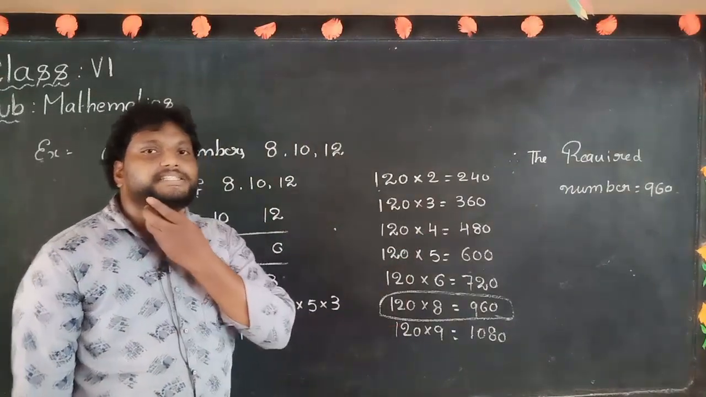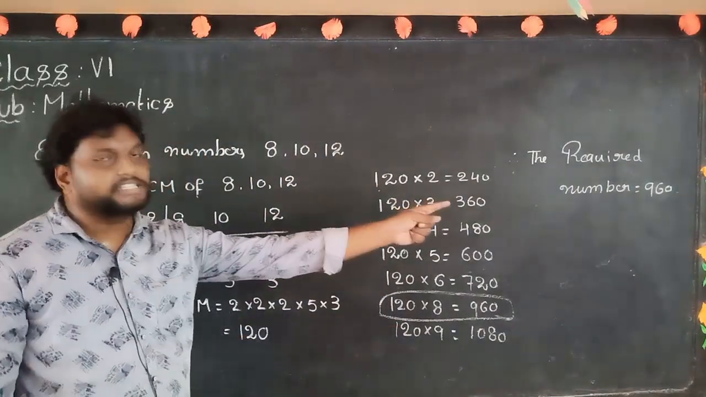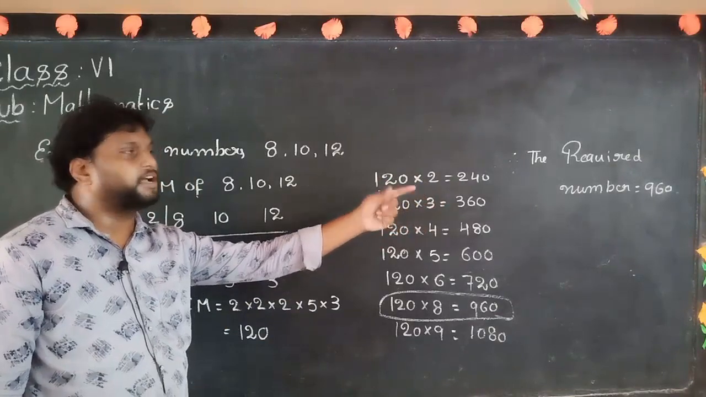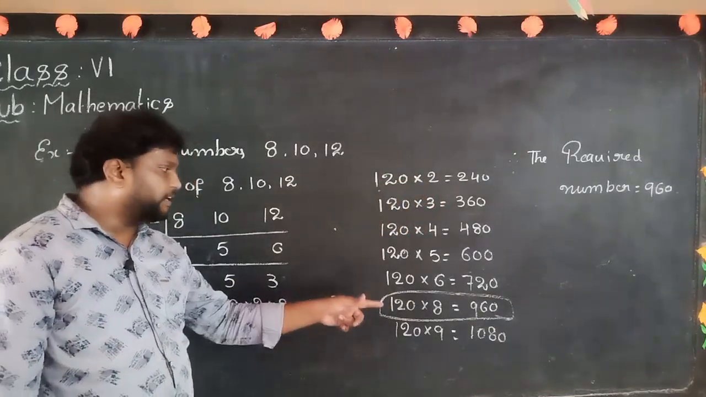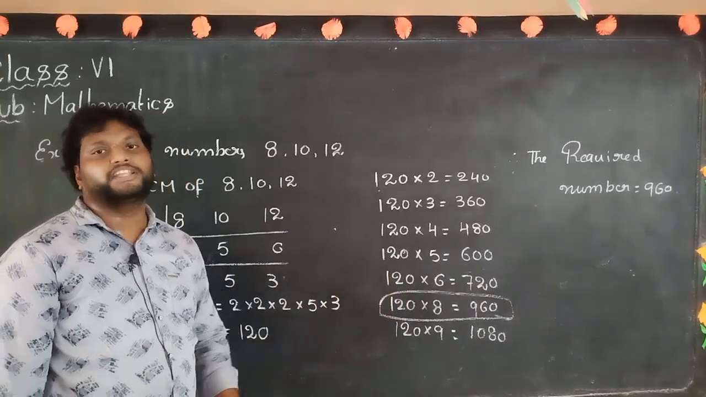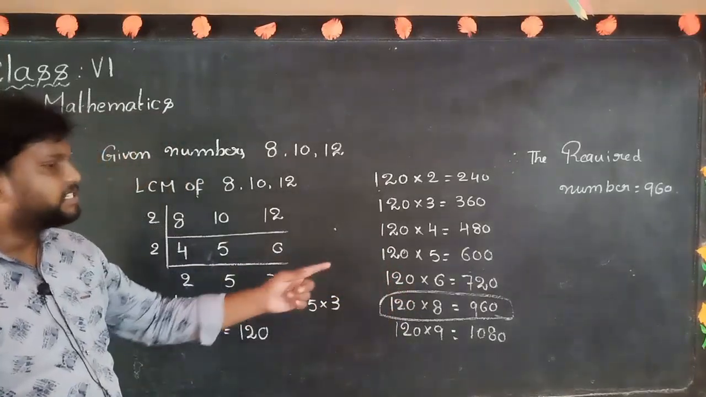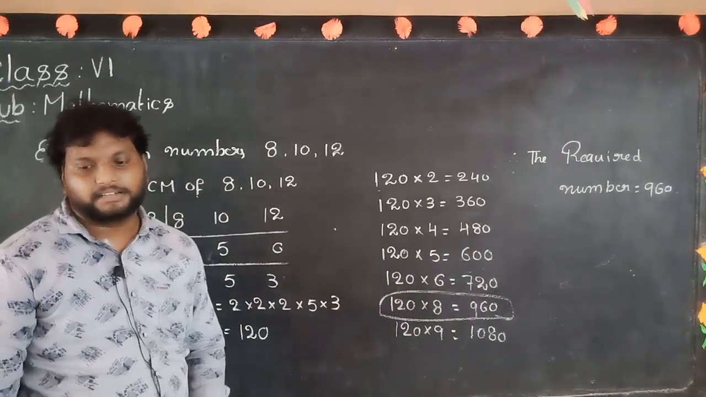Okay, 960 is the correct answer. It is a three-digit number, and that too the greatest three-digit number. After 960, 1080 will come. 1080 is greater than 960, but it is a 4-digit number. That's why 960 is the correct answer.